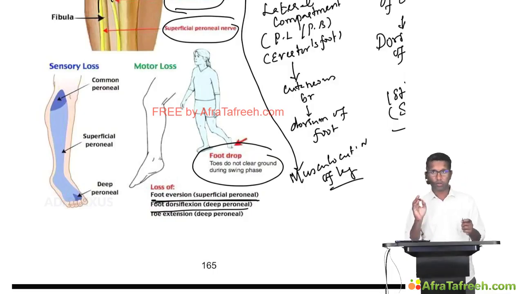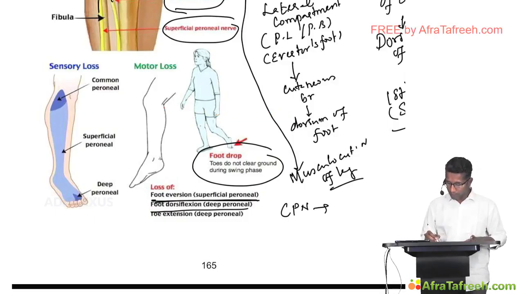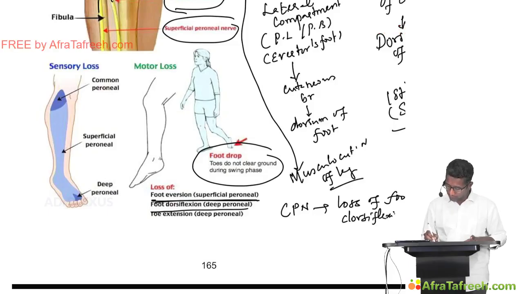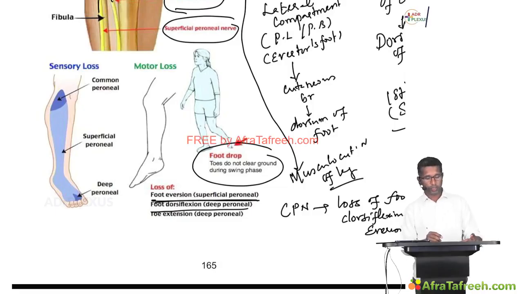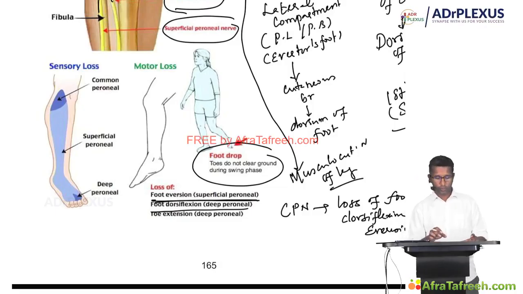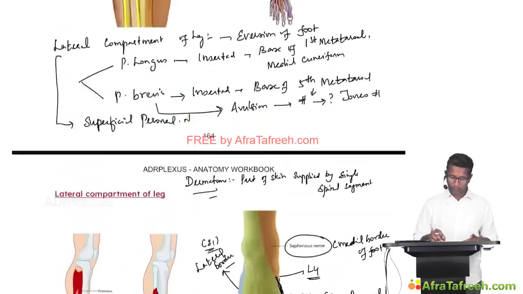So in common peroneal nerve palsy, there will be loss of foot dorsiflexion and eversion. This is what happens in common peroneal nerve palsy. Okay, so we have done with the main sections of the lower limb.